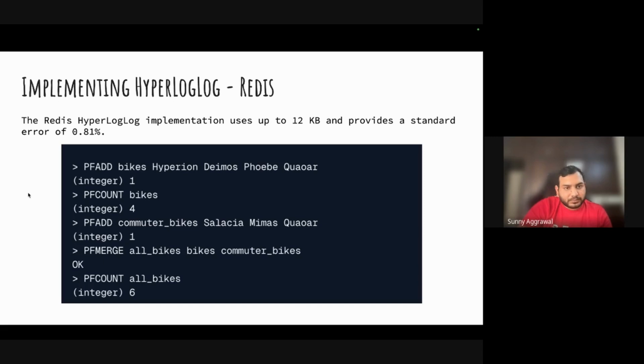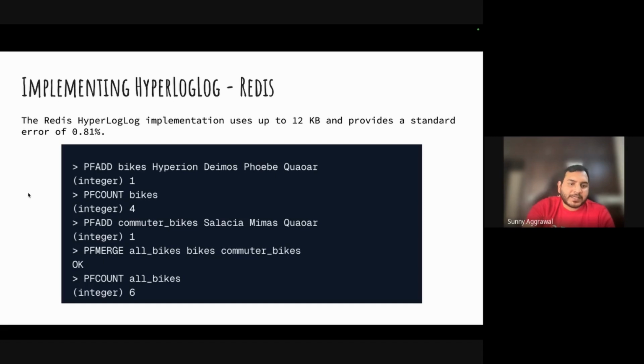So PFADD is one command where you can create a set. Bikes is a set here, and you are adding these 4 items into the bikes set. So using PFADD, it will create a set, and these 4 items are getting added. And now if you do the PFCOUNT, it will give you the approximate output of how many unique items exist in the set. And then with PFADD, you can create another set.